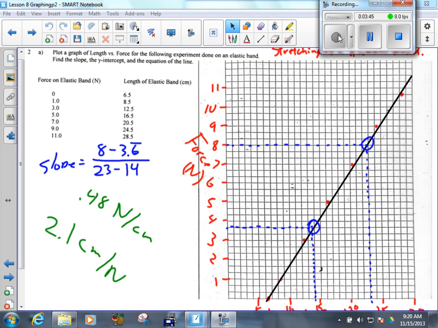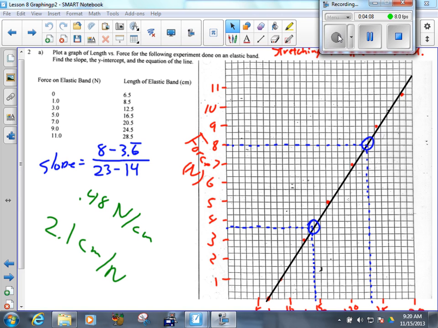If we were looking at this graph as a test question where you were asked to construct the graph and calculate the slope, I would probably accept somewhere between 0.44 and 0.52 as an acceptable range for slopes. That gives a fairly wide range of acceptable best fit lines.